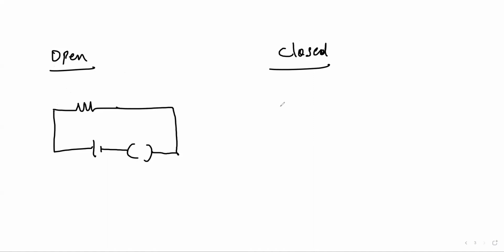Sir, can we use a multimeter to measure the charge? Yes, we can measure. Sir, but multimeter tells the charge. Yeah.